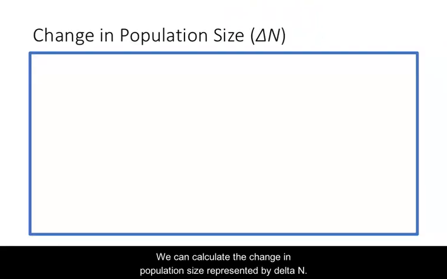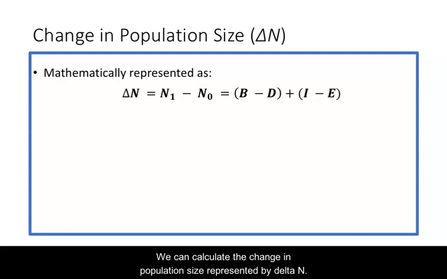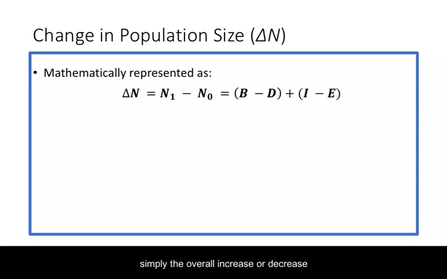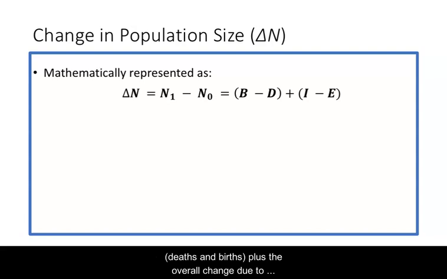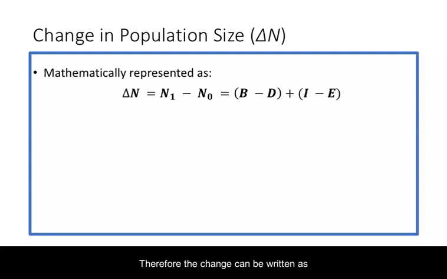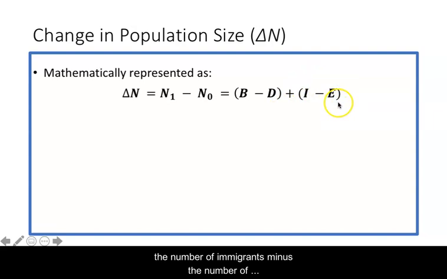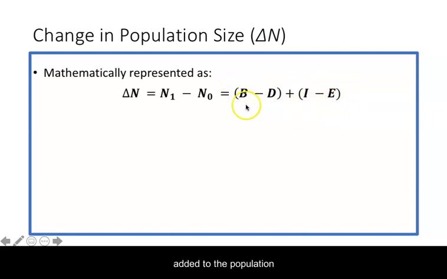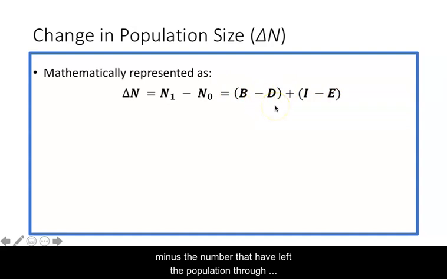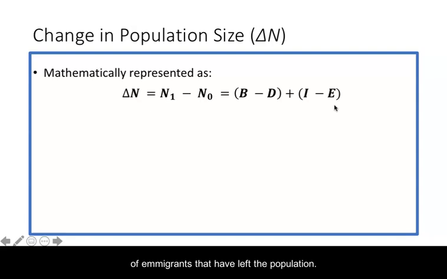We can calculate the change in population size represented by delta n, and this formula is very intuitive because delta n is simply the overall increase or decrease due to deaths and births plus the overall change due to immigration and emigration. Therefore, the change can be written as the births minus the deaths plus the number of immigrants minus the number of emigrants. So the number of individuals added to the population minus the number that have left the population through death, plus the number of immigrants that have added to the population minus the number of emigrants that have left the population.